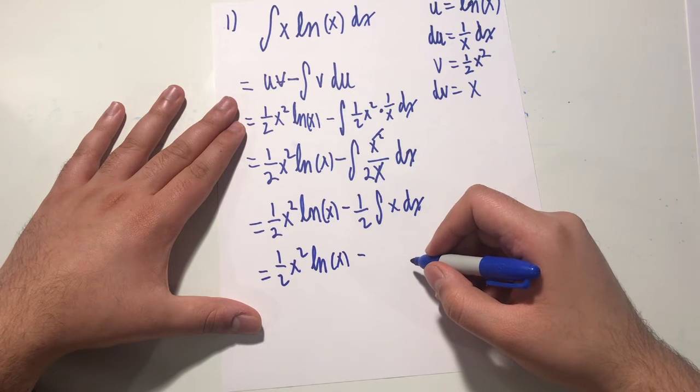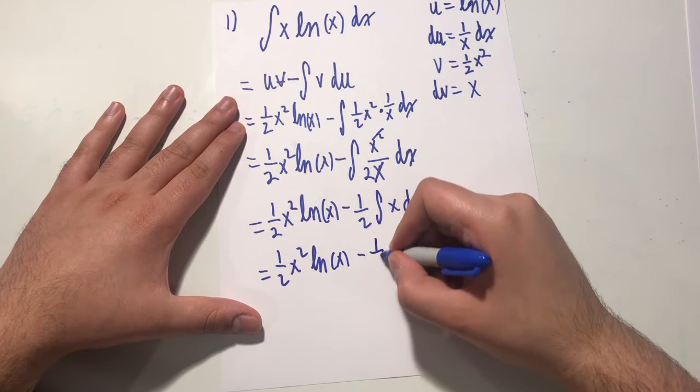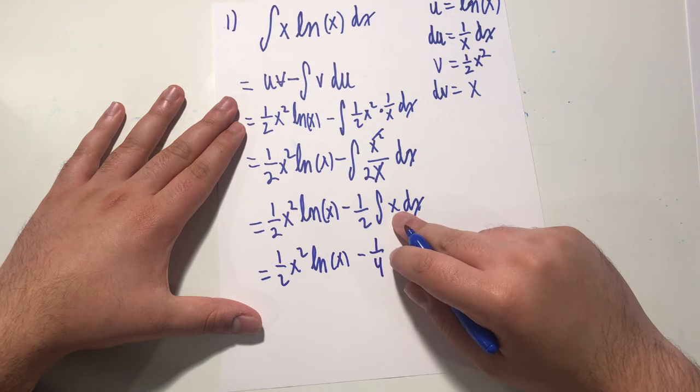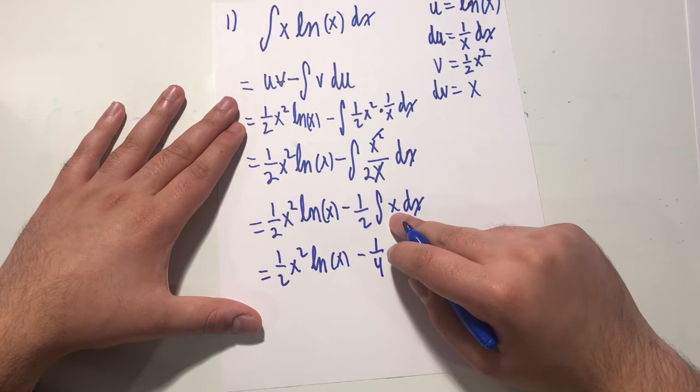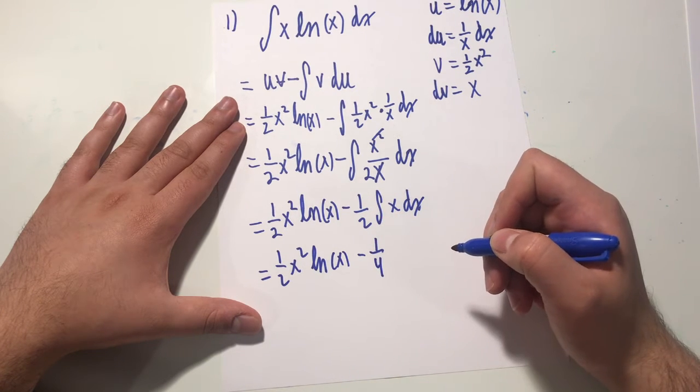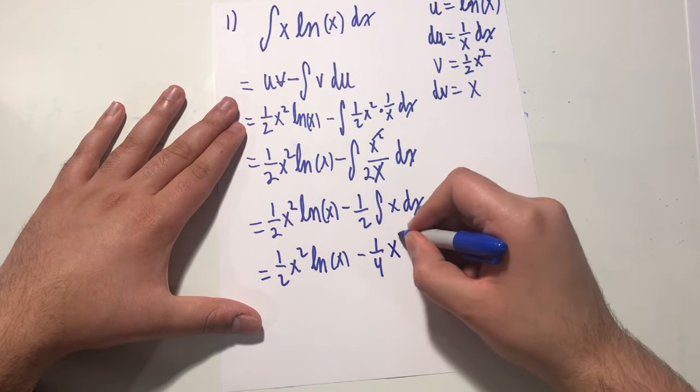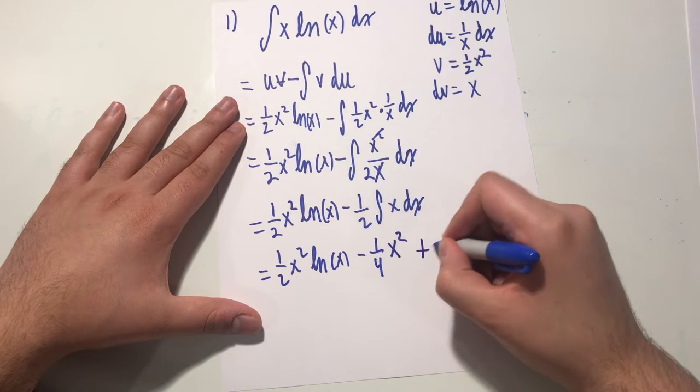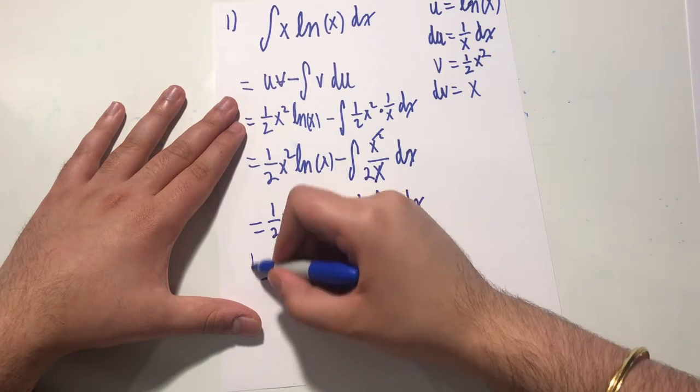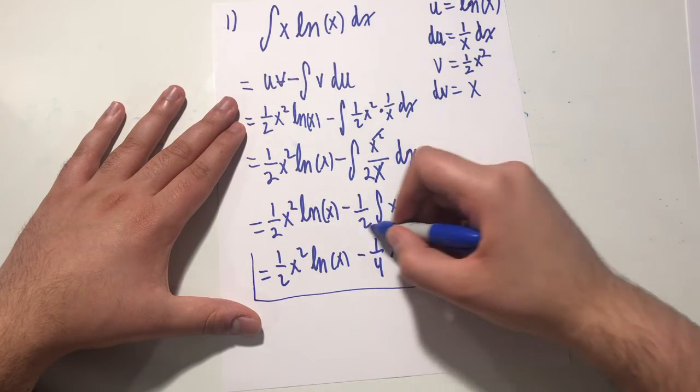And that should be equal to 1 over 4, because integral of x is 1/2 x squared. 1/2 times 1/2 is 1 over 4. And then x squared plus c. And that would be your final answer.